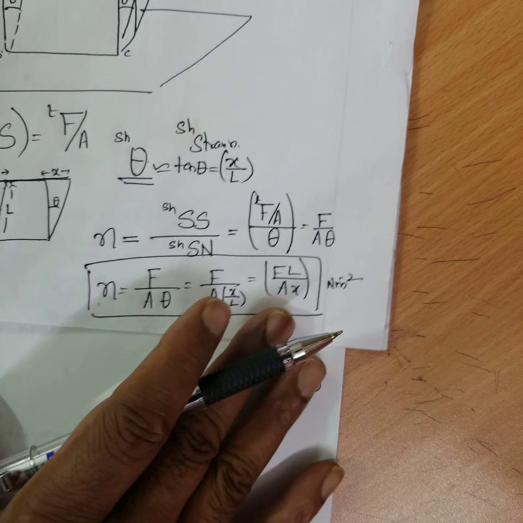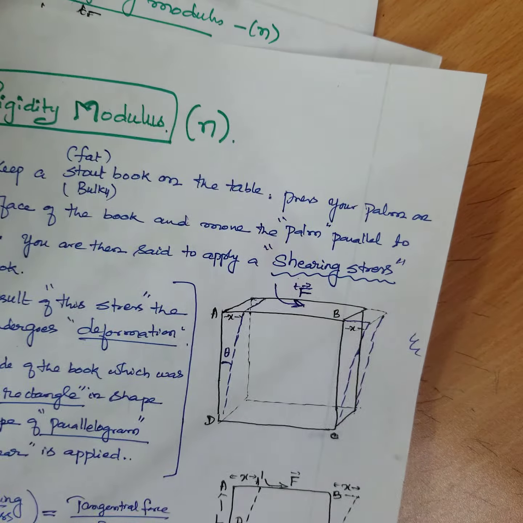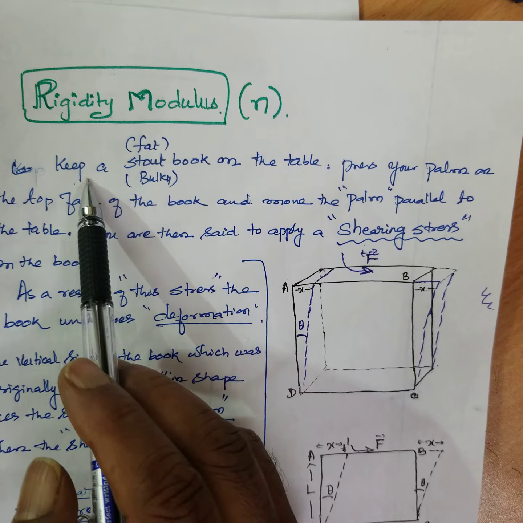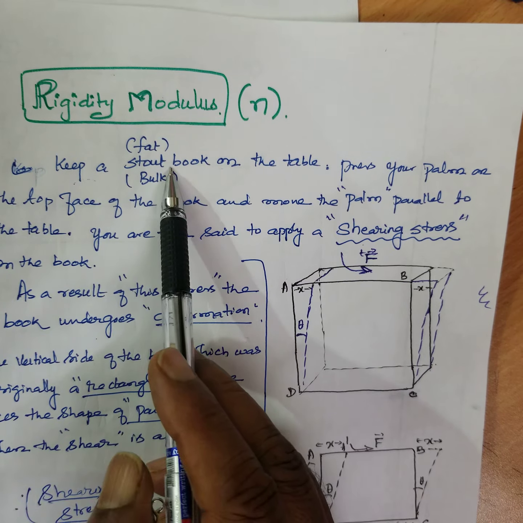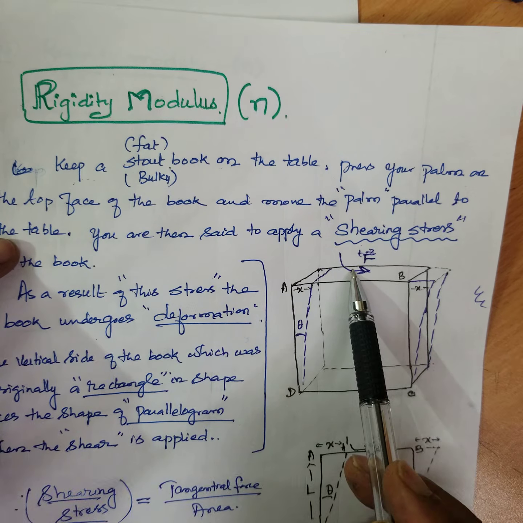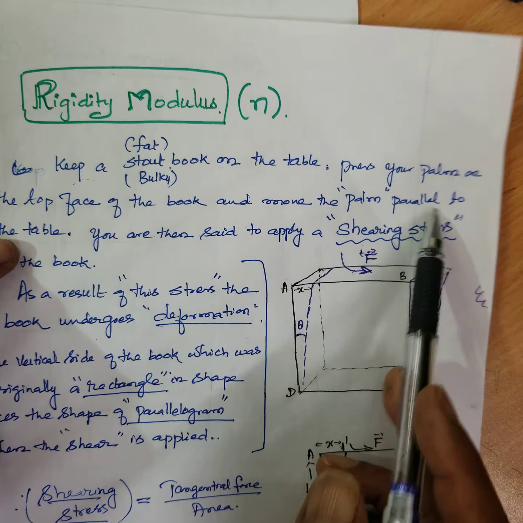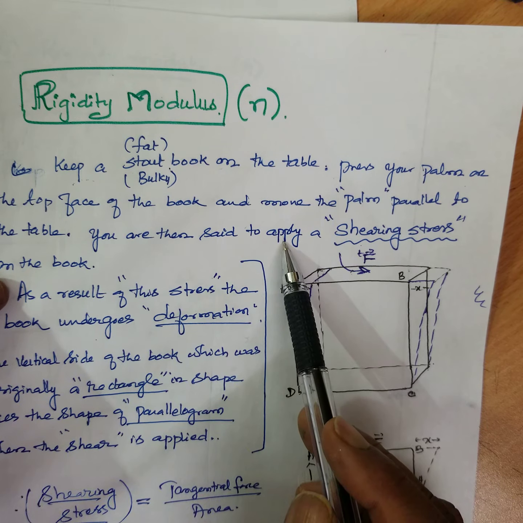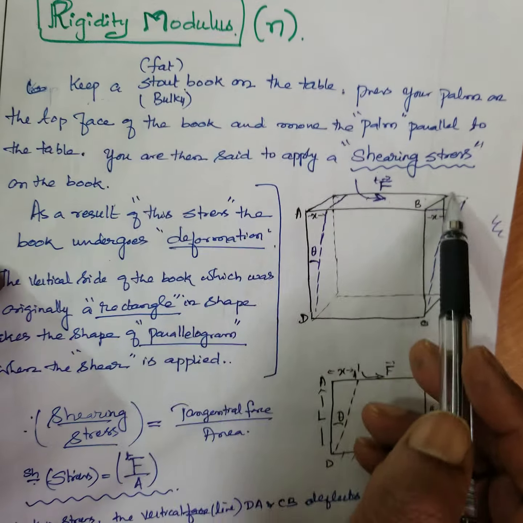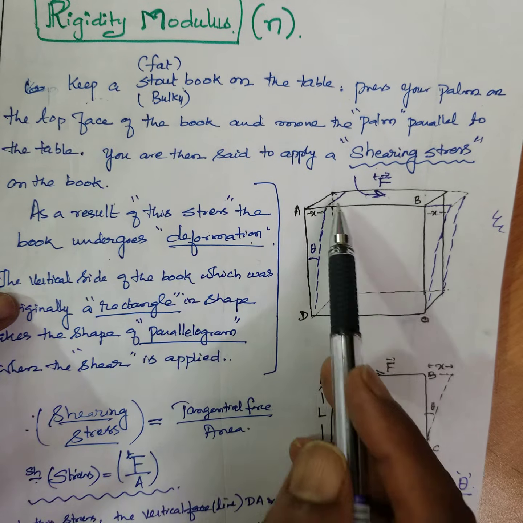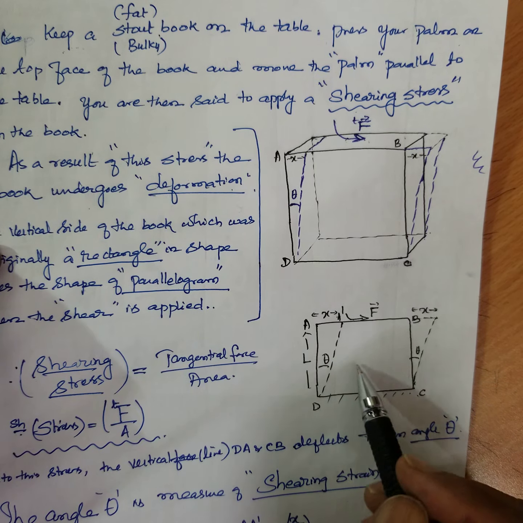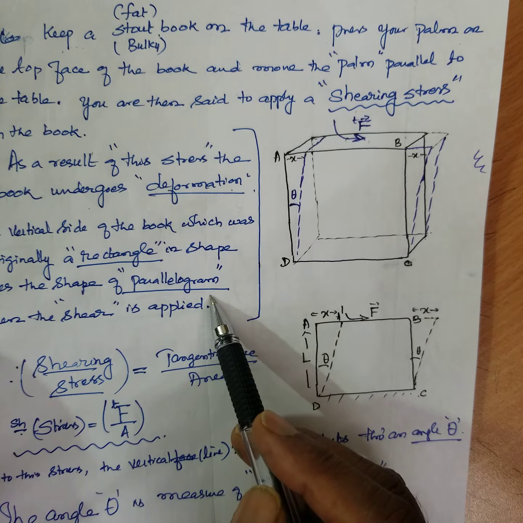The same thing I am giving in the form of notes. Here you have to write the rigidity modulus N. Keep your book on the table, press your palm on the top of the book and move the palm parallel to the table. You are then applying shearing stress on the book, force per unit area. As a result of the stress, the book undergoes deformation: the rectangle becomes a parallelogram.